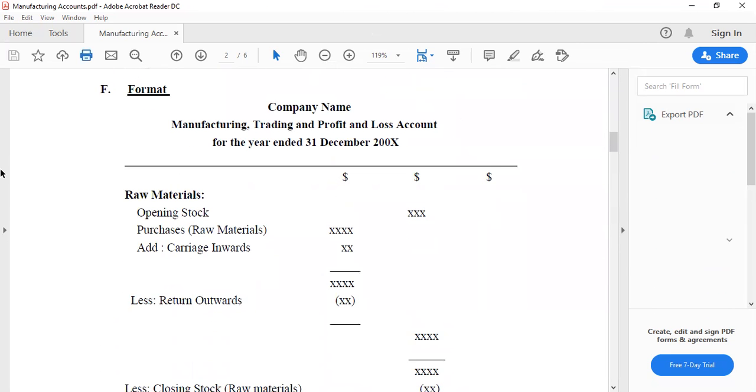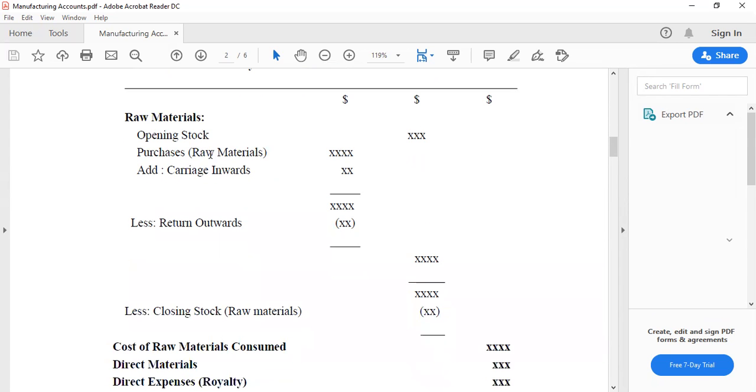So in the actual preparation, the format of a manufacturing account will be as it is there. The manufacturing account will have the title, and in the title we have the company name, and then we have a combination of three accounts in this statement: a manufacturing account, and the trading and the profit and loss account, for a particular year or period.